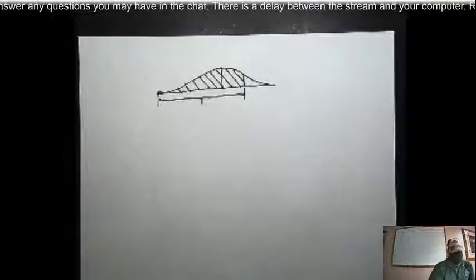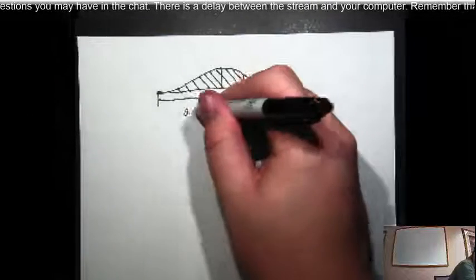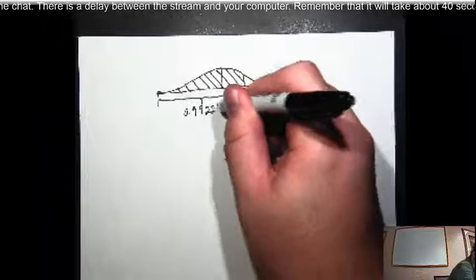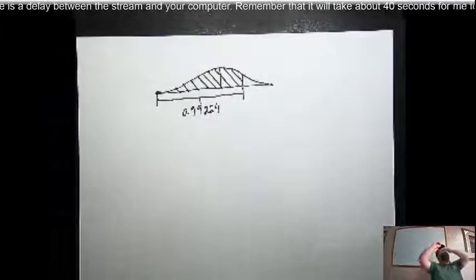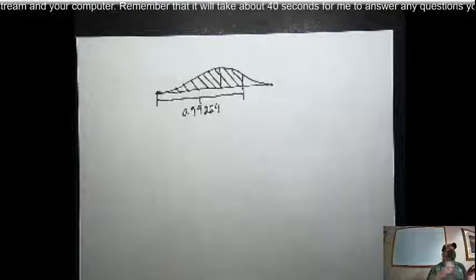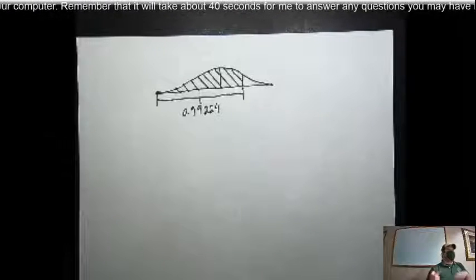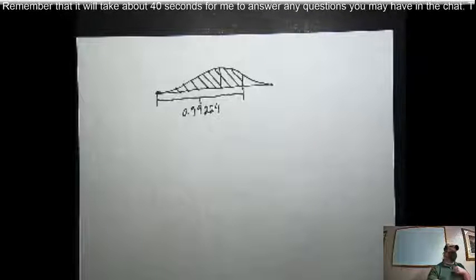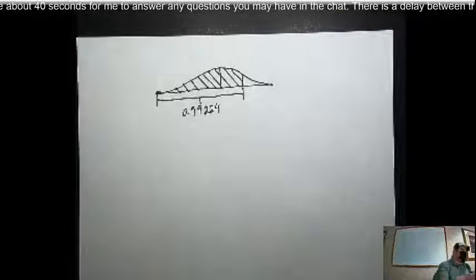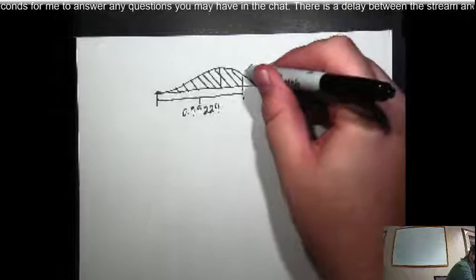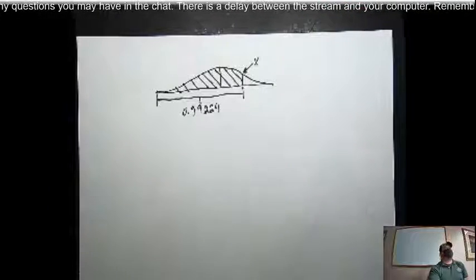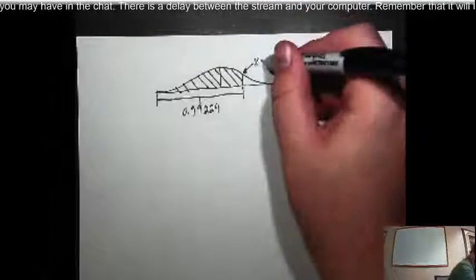So let's say the probability here is 0.99224. So what we've been doing so far is we've been taking the x value, getting a z-score out of it to get a probability. Here we've got the opposite. We've got a probability, and we want to find the z-score to get the x, because we don't know what it is right now.